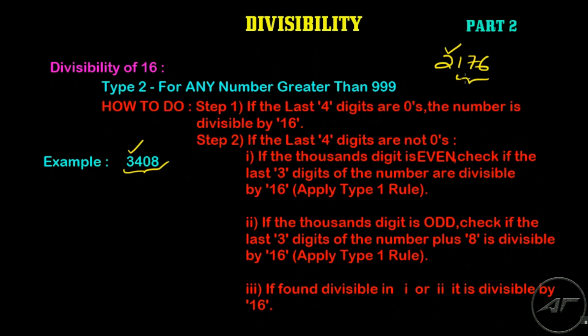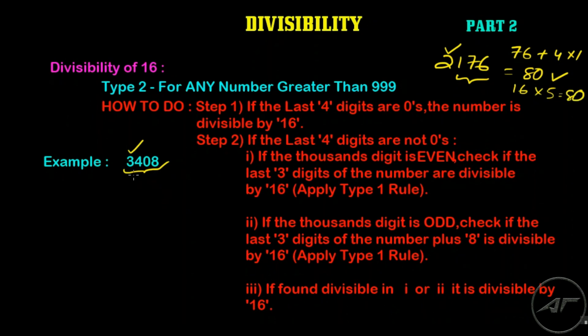So applying the type 1 rule on the last 3 digits, that is 176, we have to add the last 2 digits plus 4 times the rest of the part of the number, that is 1, which is going to be 80. And as we all know, 80 is divisible by 16, as 16 into 5 gives us 80.